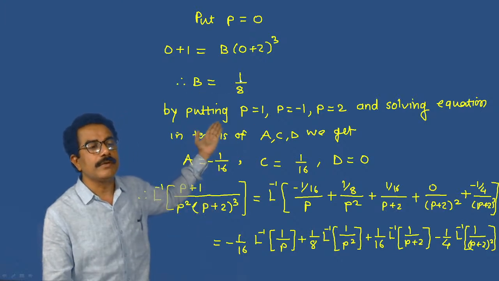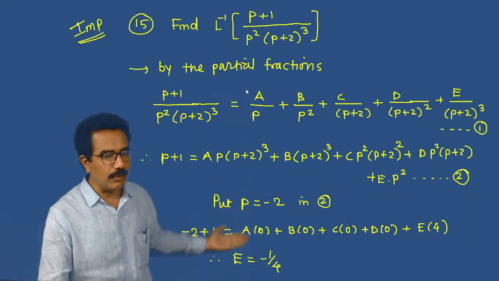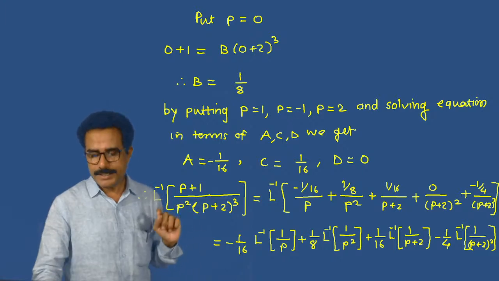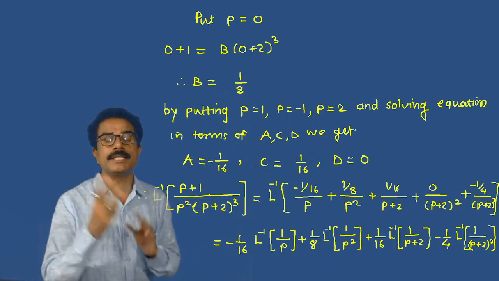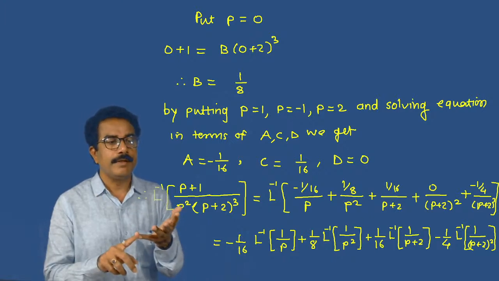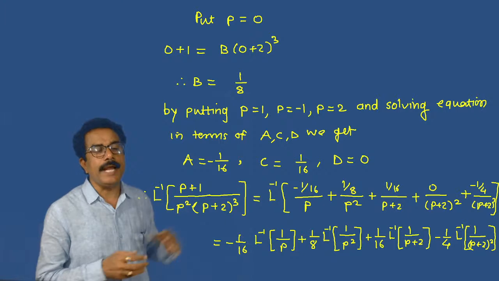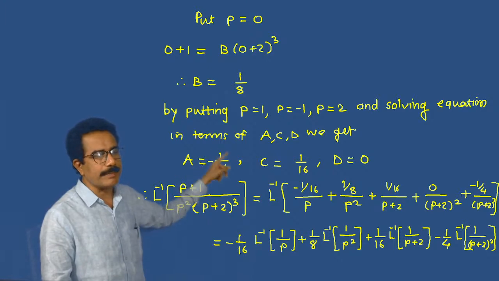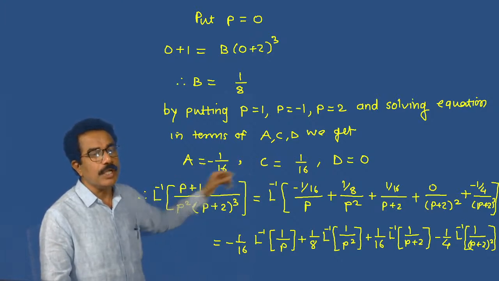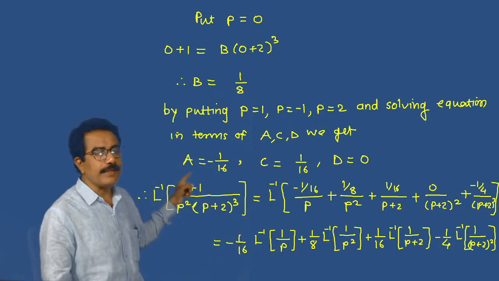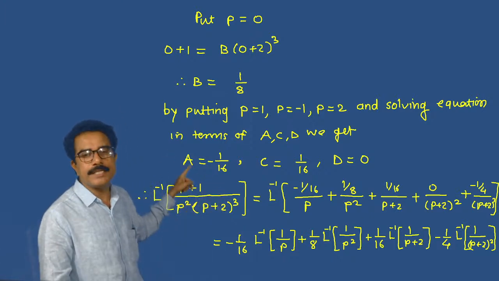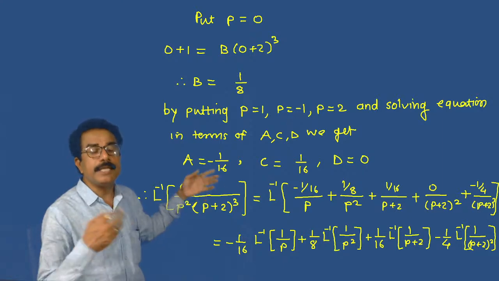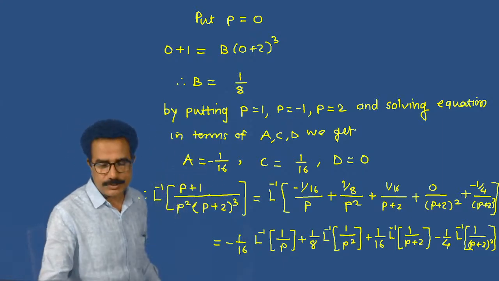Because B is already known, its value is 1 by 8, E is already known, its value is minus 1 by 4. So put those values, then there are three simultaneous equations, first, second, third, which include A, C, D, and by solving these simultaneous equations, we will get A equal to minus 1 by 16, C equal to 1 by 16, D equal to 0. Thus, we have the values of A, B, C, D, E. A is minus 1 by 16, B is 1 by 8, C is equal to plus 1 by 16, D is equal to 0, E is equal to minus 1 by 4.